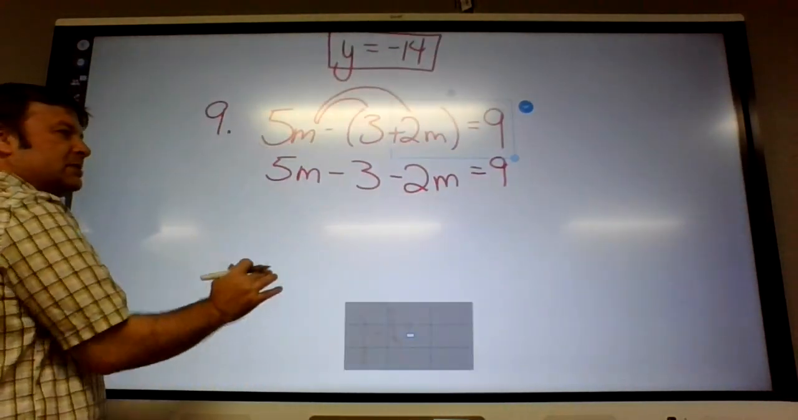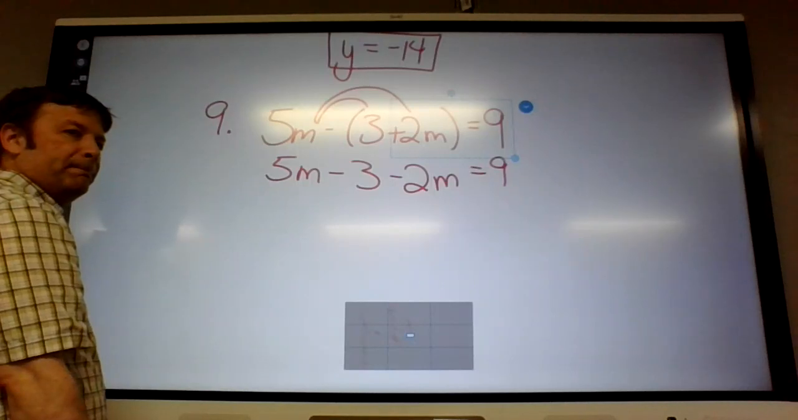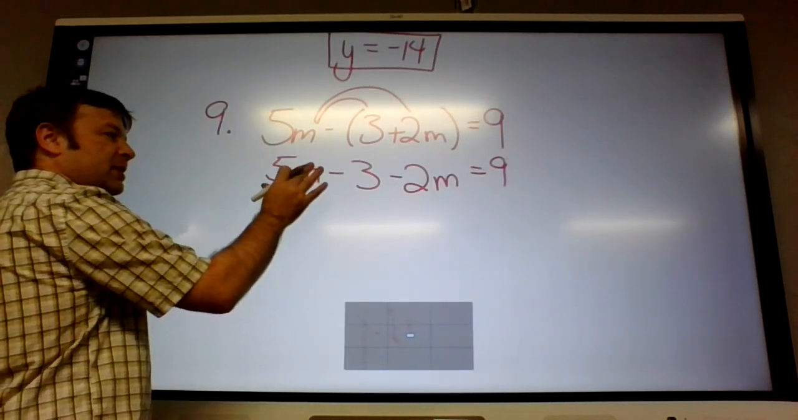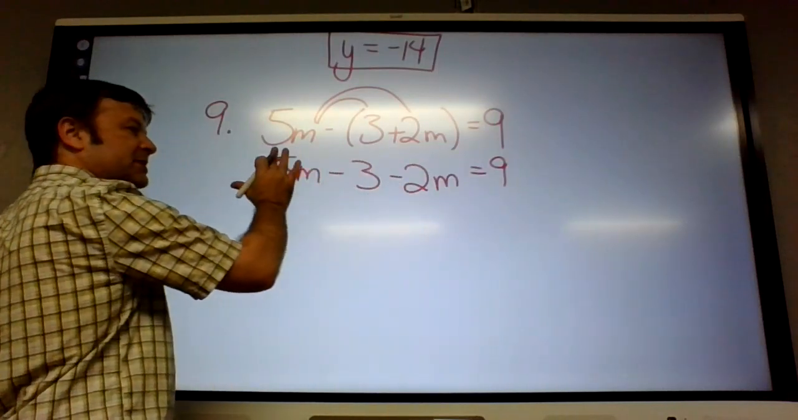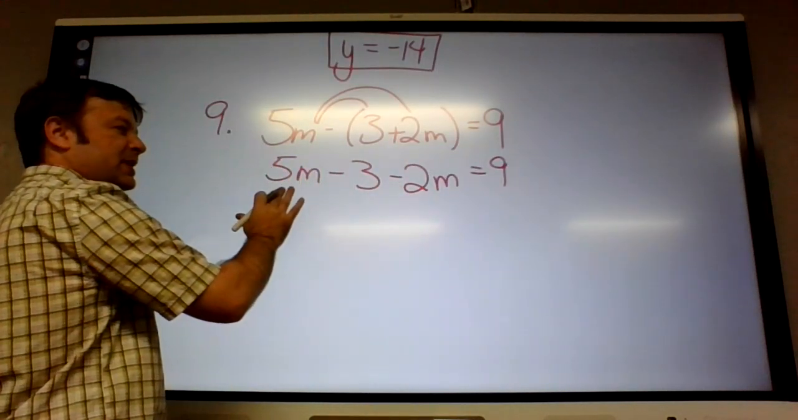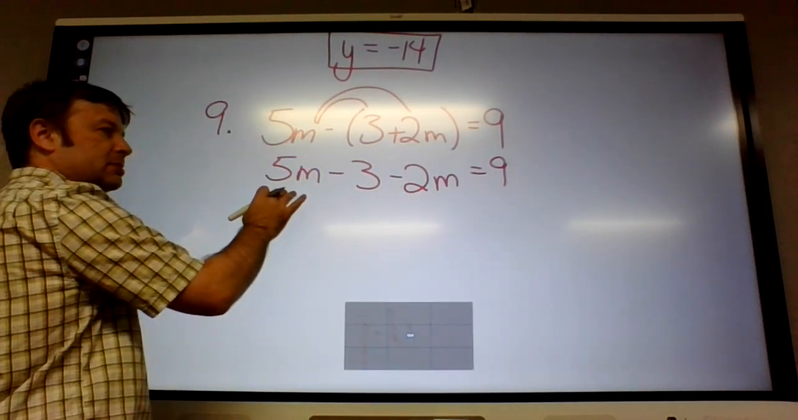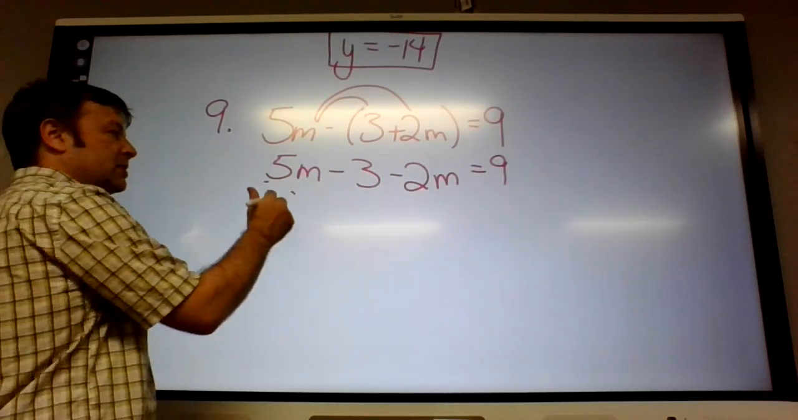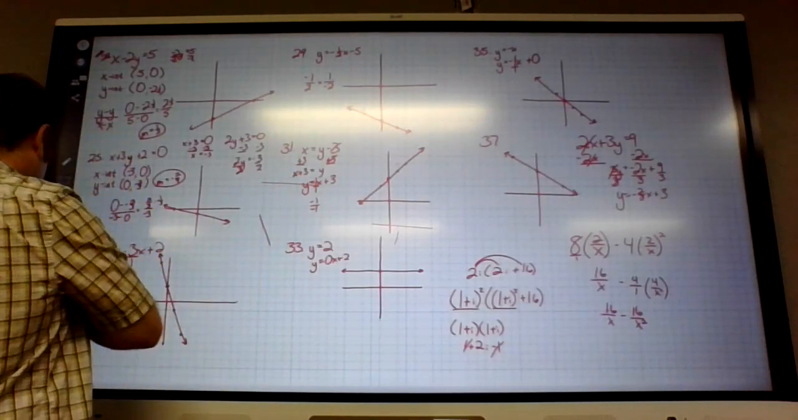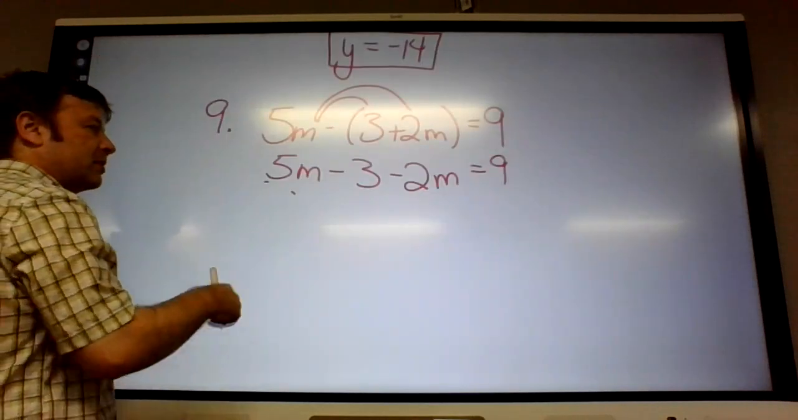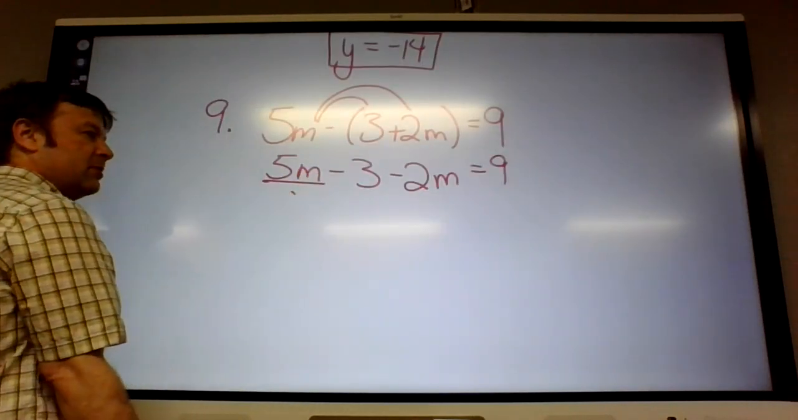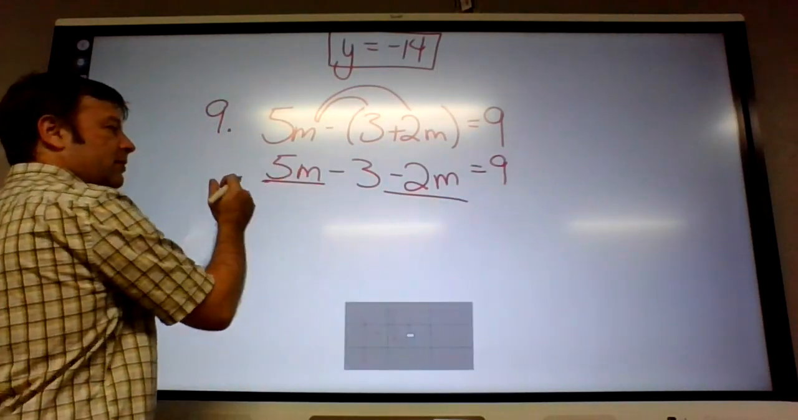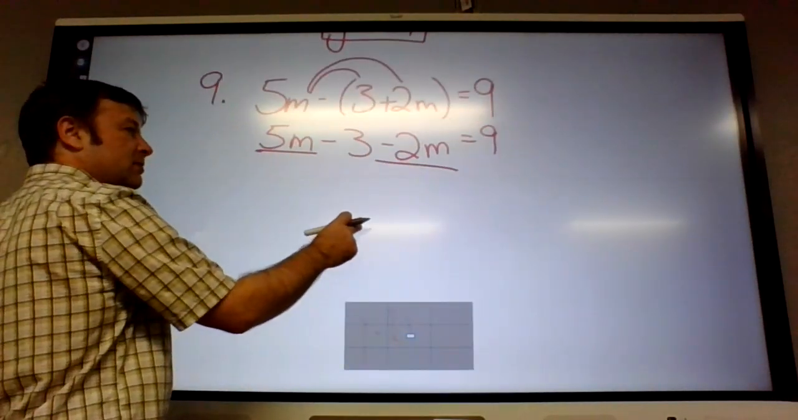Any ideas? Well, we are going to do that eventually, but let's try and make this left side look a little simpler. What can we do to clean it up? Well, we can add together our like terms. So what can this 5m go with? Yeah, minus 2m. So 5m minus 2m.